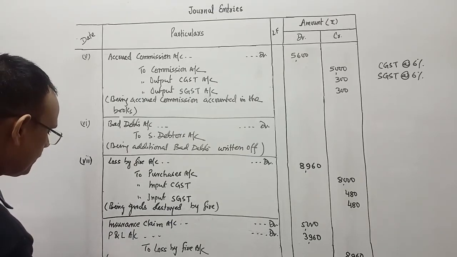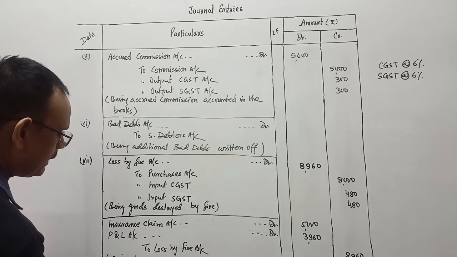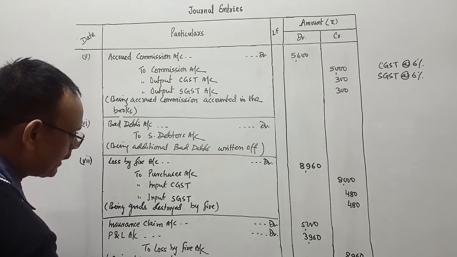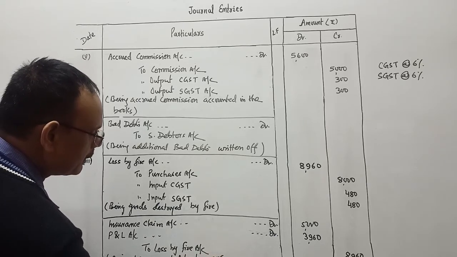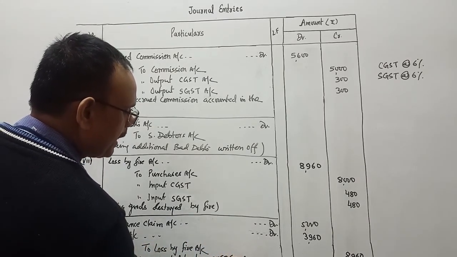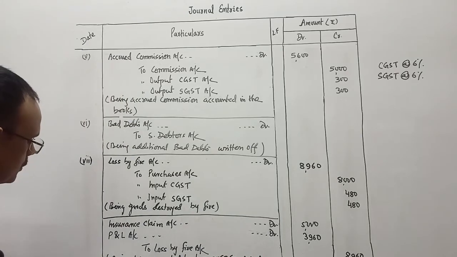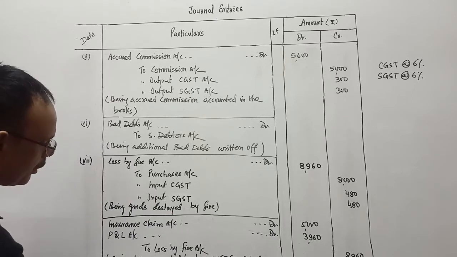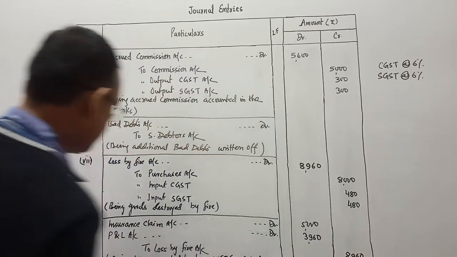Being claim accepted by insurance company and balance transferred to profit and loss account. Is it clear? Balance transferred to profit and loss account.